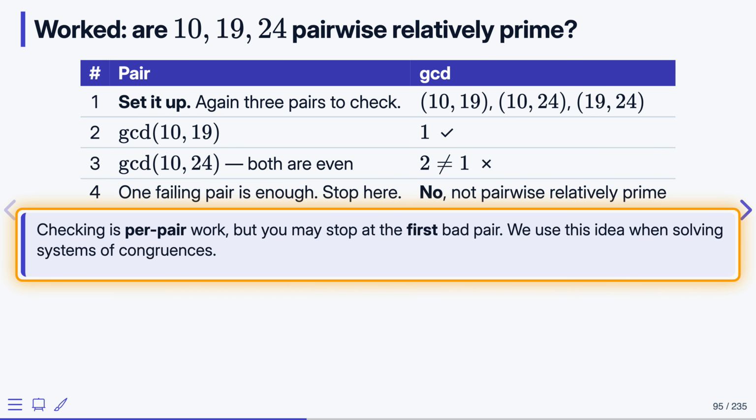Remember the shape of this work. You must be ready to check every pair, but you may stop the moment one pair fails. We will use this idea later when we solve systems of congruences.